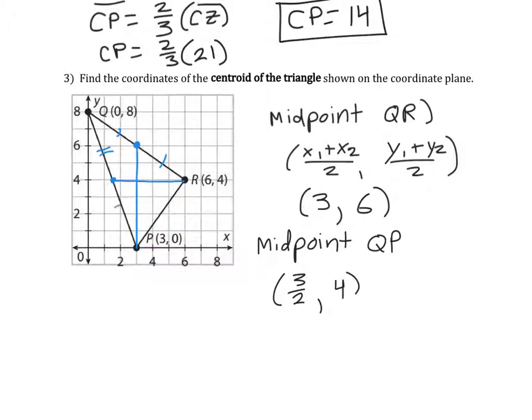And then we can show that these 2 segments are congruent. So I see that the coordinate where they intersect, our centroid, is at 3, 4. And there you have it.